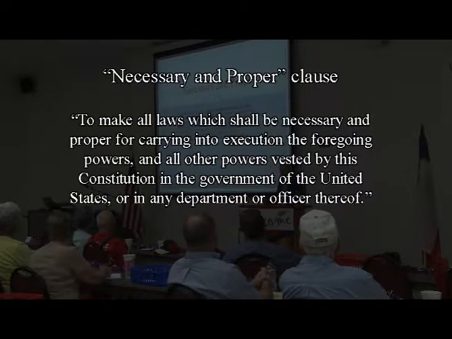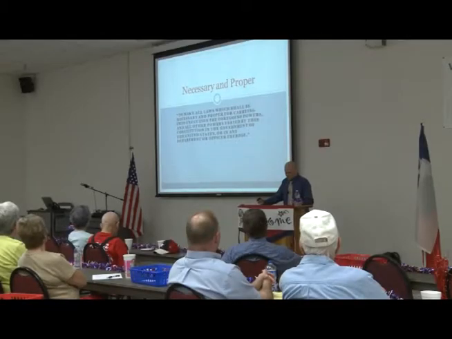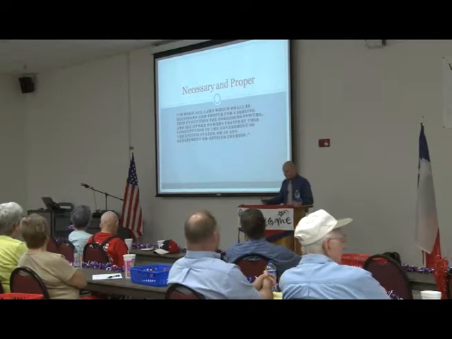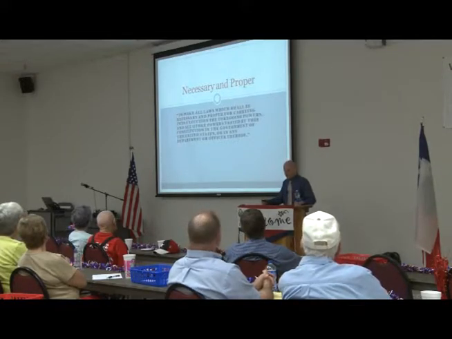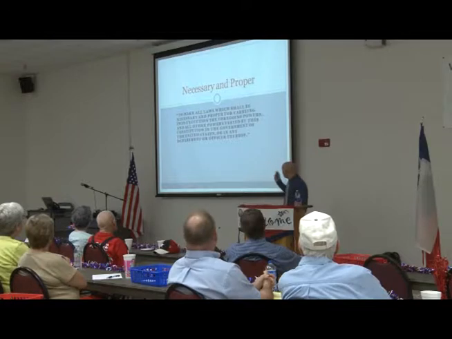This is at the very end of the article in Section 8. To make all laws which shall be necessary and proper for carrying into execution the foregoing powers, and all other powers vested in the Constitution, in the government of the United States, or in the department or officer thereof. This is known as the elastic clause. It did not grant any additional powers, though, as they would come to do, but allowed the government to perform simple tasks that were clearly incidental in carrying out its enumerated power. As you can see, it says, for carrying into execution the foregoing powers.